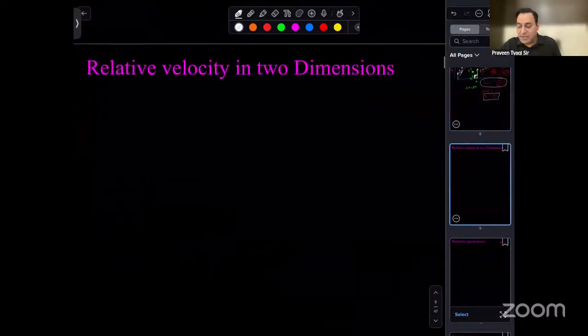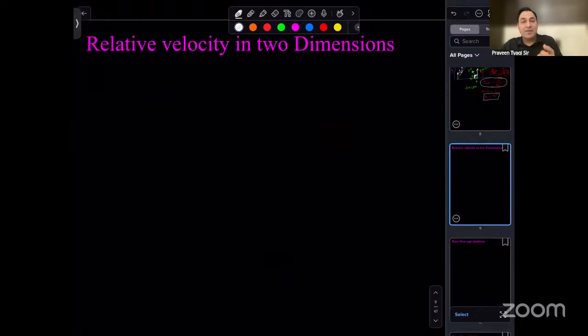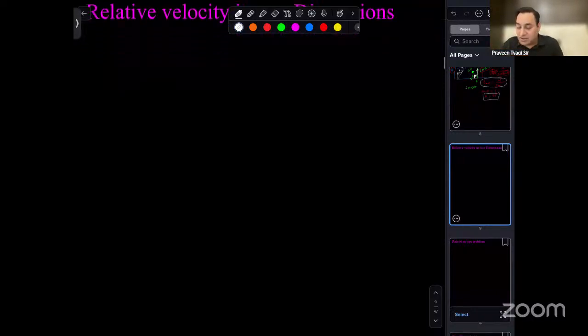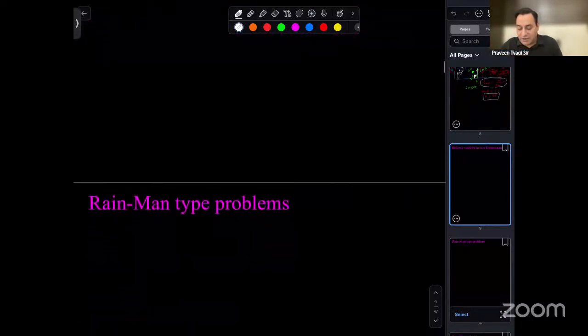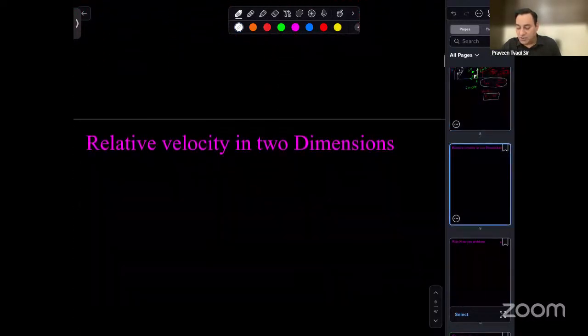Let's move ahead. Relative velocity in 2 dimensions. So this was the Rain Man velocity, rain in the vertical direction, and the man was moving in the horizontal direction. That was relative velocity in 2 dimensions. River swimmer problems are also like this: the river is flowing in one direction, and the man is trying to swim in the perpendicular direction. These are also 2 dimensional motions, and we can do Rain Man type questions and river type questions. Okay, we are doing that now.